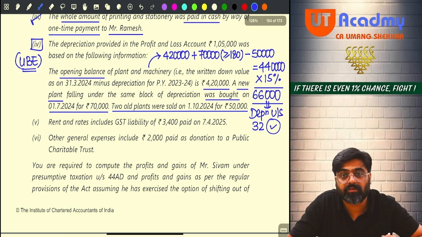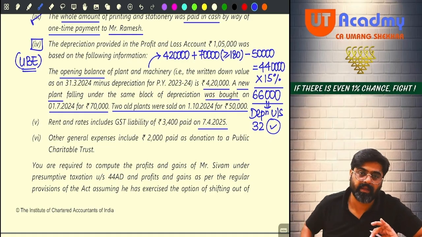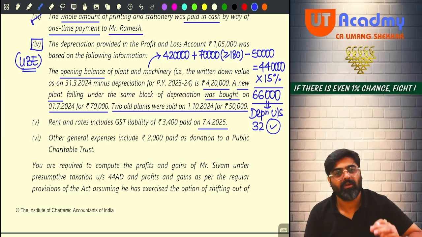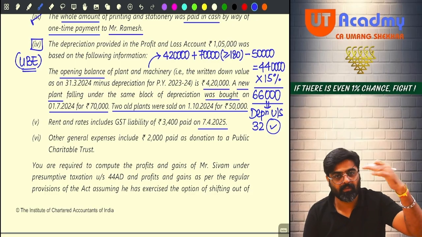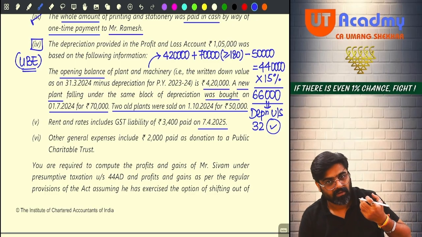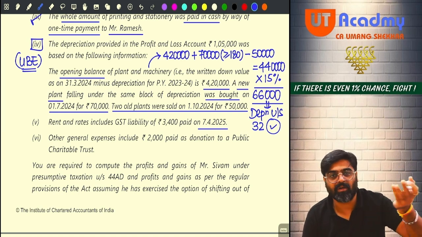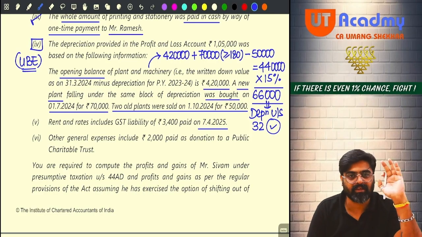Now, rent and rates includes GST liability of 3,400 paid on 7th of April 2025. First of all, tell me, GST liability meaning your tax, GST. GST is a tax related to your business. You are into trading business. You are doing buying and selling of goods. So whenever you buy and sell goods, you are supposed to pay GST. So GST is a tax which is supposed to be paid as a result of doing this business. If I was not doing this business, I was not supposed to pay GST. So GST is a tax related to my business.